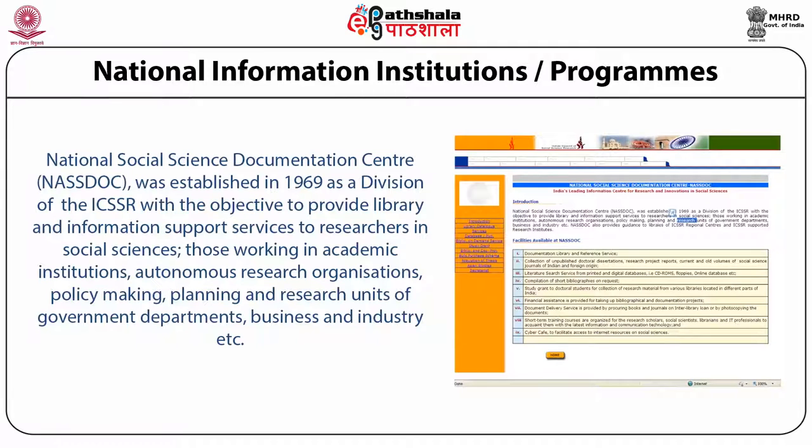National Social Science Documentation Center was established in 1969 as a division of the ICSSR with the objective to provide library and information support services to researchers in social sciences and to those working in academic institutions, autonomous research organizations, policy making, planning and research inputs of government departments, business and industry, etc. The National Social Science Documentation Center provides a large number of facilities to its members. It has a very interesting and rich collection, and it provides documentation, library and reference service.